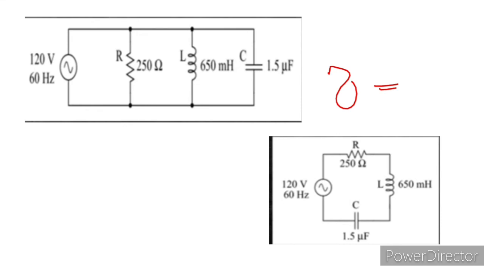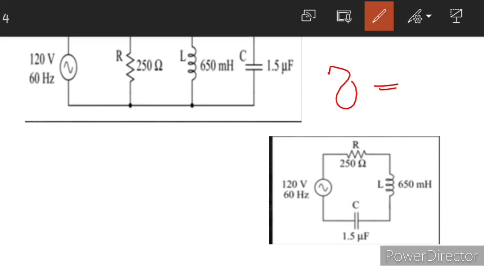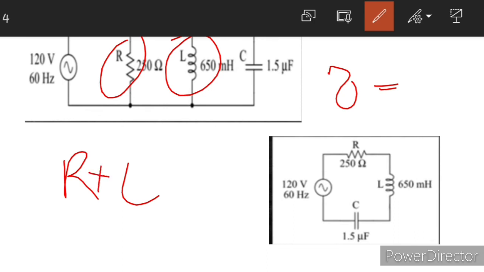Even if the circuit is composed only of the resistance and the inductive reactance, also known as the RL series circuit or RL parallel circuit, the opposition will also be impedance. Okay, more than one component.